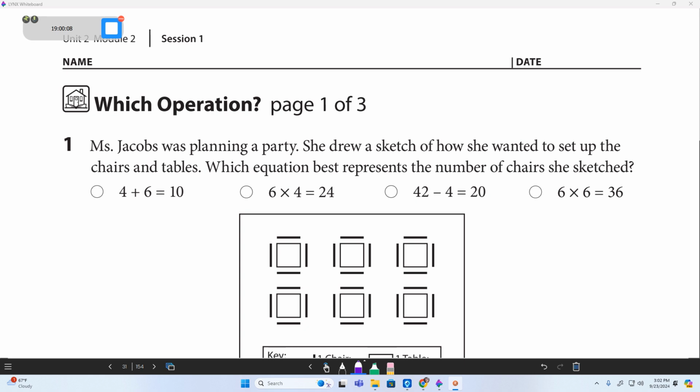Up at the top, Ms. Jacobs was planning a party. Woohoo! She drew a sketch of how she wanted to set up the chairs and tables. Which equation best represents the number of chairs she sketched?